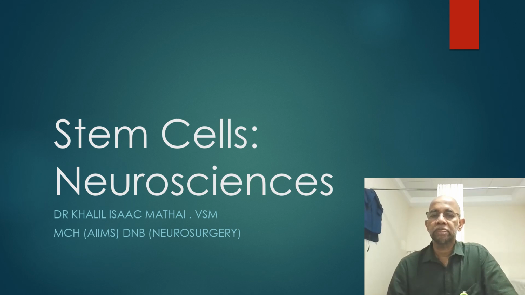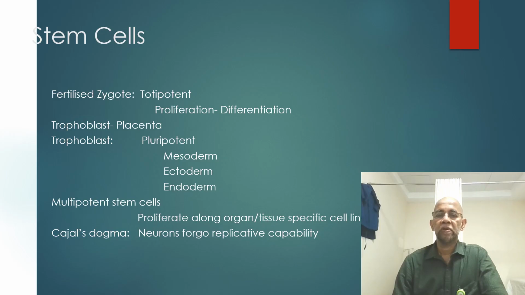This presentation aims to give a few insights into the evolving role of stem cells in the neurosciences. To understand stem cells, we have to get back to embryology. The fertilized zygote is totipotent. It produces the trophoblast in the placenta. The trophoblast is again pluripotent and can give rise to mesoderm, ectoderm, and endodermal cell lines.